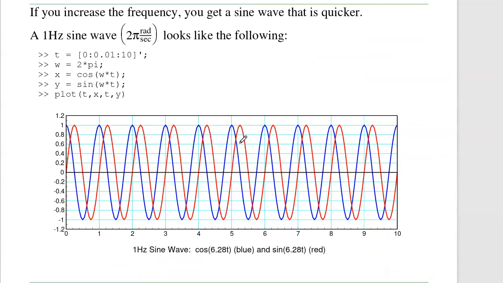If I want to plot a 1 hertz sine wave, what I need to do is make the frequency 2 pi. So again, do the same thing we did before. Plot time from 0 to 10 seconds. Now the frequency is 2 pi radians per second. Plot cosine omega t, sine omega t versus time. I get this. And notice the cosine term is a peak at 0, 1, 2, 3, 4, 5. This is 1 cycle per second, 1 hertz, or 2 pi radians per second.